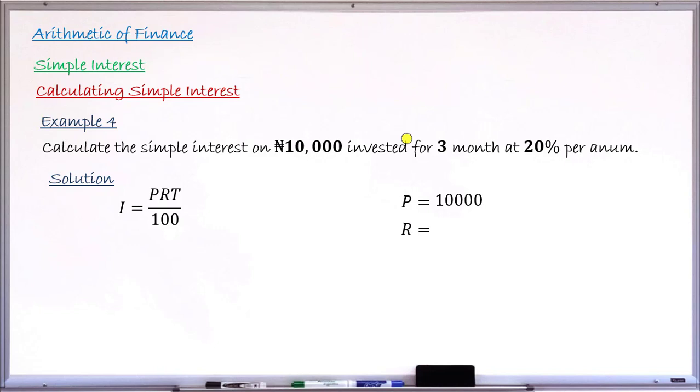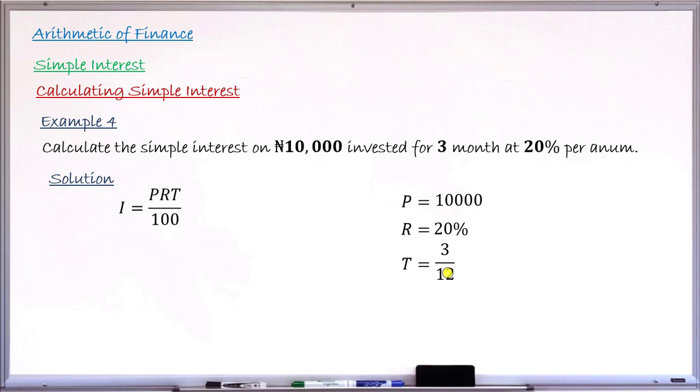My R is 20%. Look at it in the question. And my time is now going to be, look at it, 3 months. Interest is usually calculated per annum, as you can even see, the rate is also per annum. So this 3 months will now be converted to just a fraction of a year. When it is taken as a fraction of a year, it is going to be 3 over 12. It is 12 months in a year, and you have this duration of just 3 months. So it is now going to be 3 over 12.